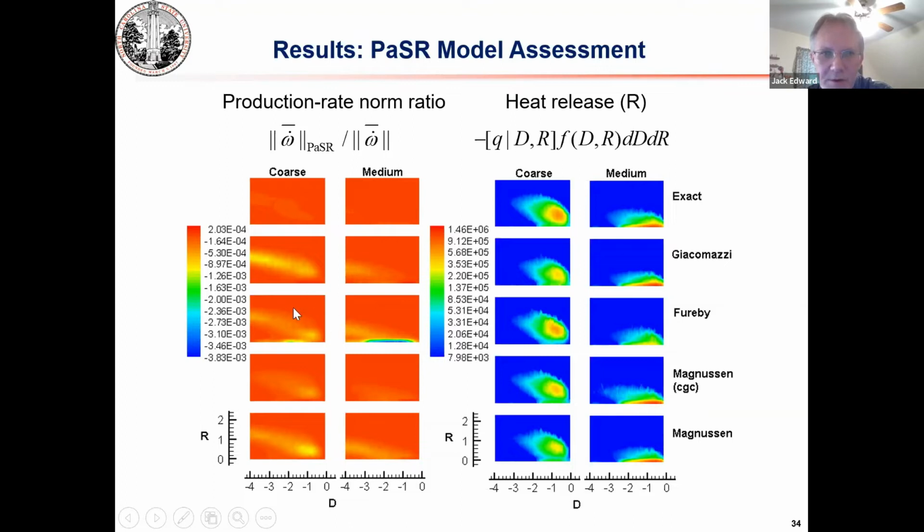Some of the other guys, it's hard to say really which is better. The Furby result here kind of stands out on the medium grid as not being very good. But if you look at heat release, it's not terrible. So the heat release measure and this measure don't necessarily have to be in lockstep as far as the model performance is concerned. So, it's hard to say other than the baseline PASR forms aren't super great for this particular problem.